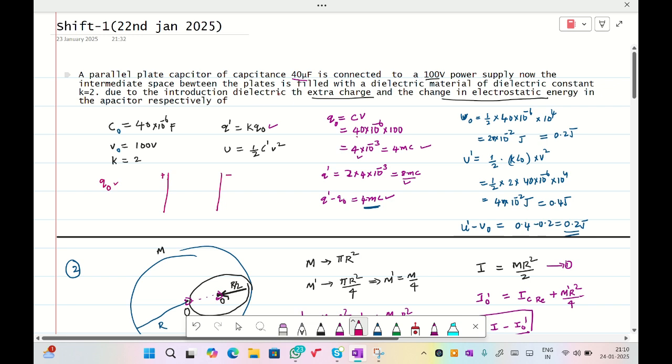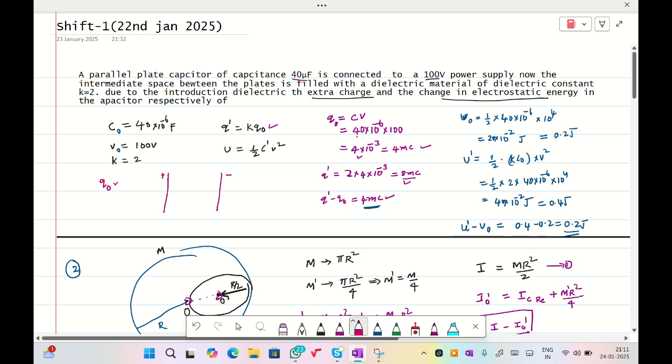Here, after introducing a dielectric of constant value 2, how the charge will change. In the question you have to thoroughly observe that they are asking for the extra charge. That means the difference between the final charge and the initial charge, final minus initial, you have to find. In the same way, the change in electrostatic energy. Find the final, then the change. So the introduced charge Q dash, after introducing K with the constant potential, the charge will increase to K Q naught.